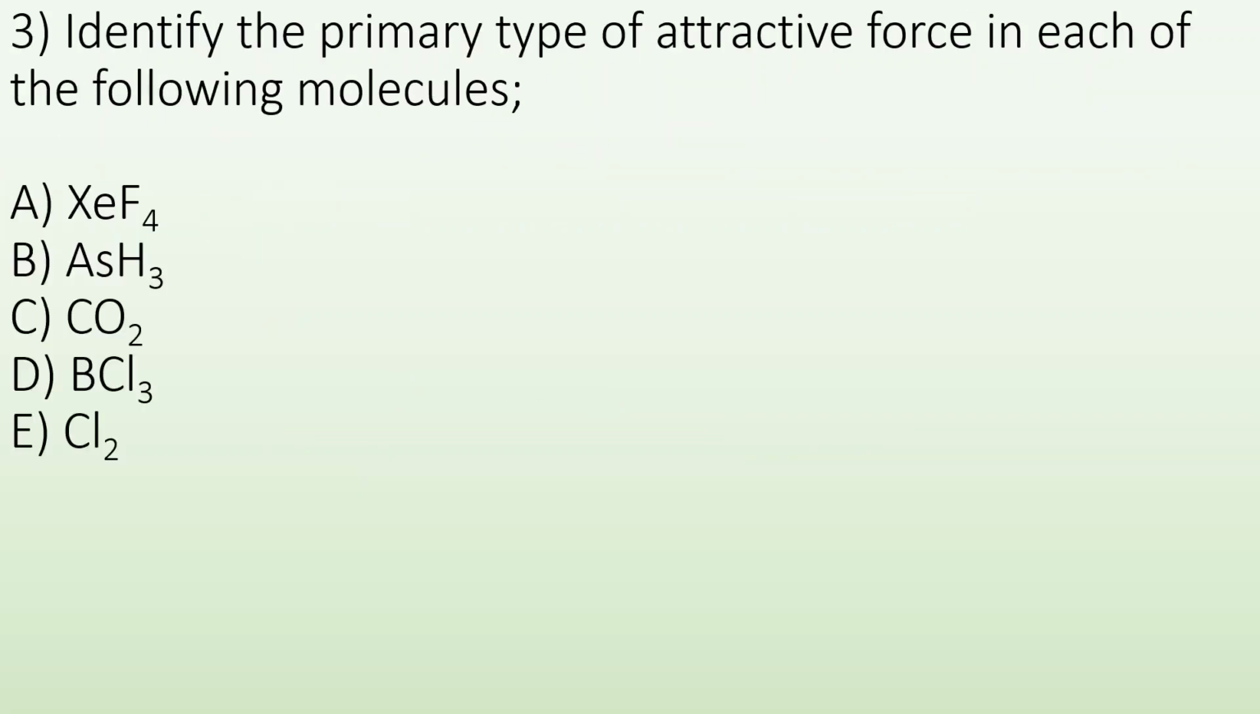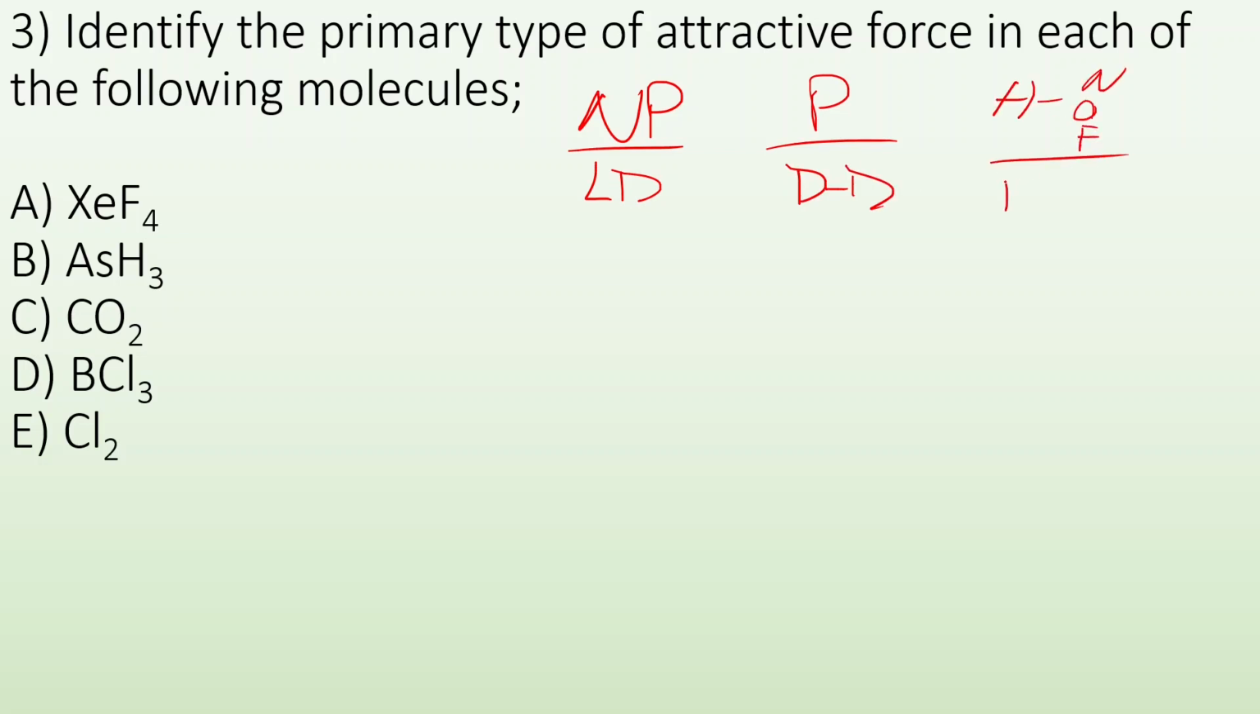All right, number three, identify the primary type of attractive force in each of the following molecules. So remember, if it's a nonpolar molecule, you have the London dispersion. If it's a polar molecule, you have the dipole-dipole. And if you have a hydrogen bonded to a nitrogen, oxygen, or fluorine, then you also have hydrogen bonding. Well, you got to draw the Lewis structures out.